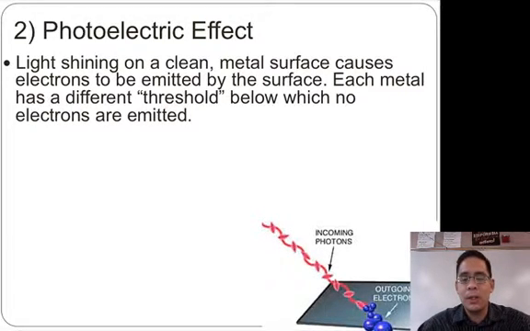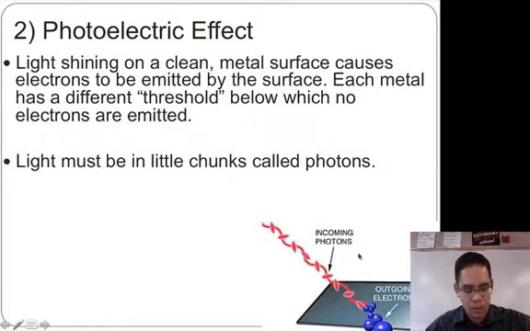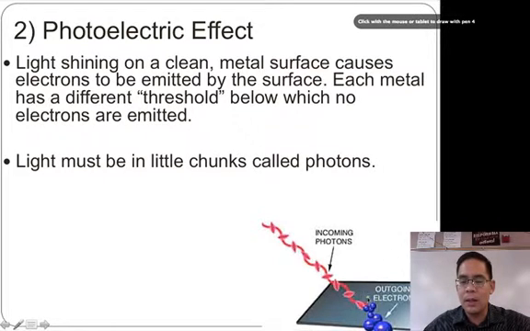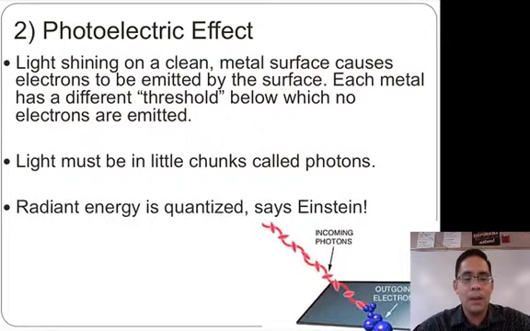When an incoming photon hits the surface, you wind up having an outgoing electron that comes right out of the metal. An electron shoots out as a consequence of the photon giving that electron energy. So light must be in little chunks called photons for this to happen. Radiation is quantized, and of course that was verified by Einstein.